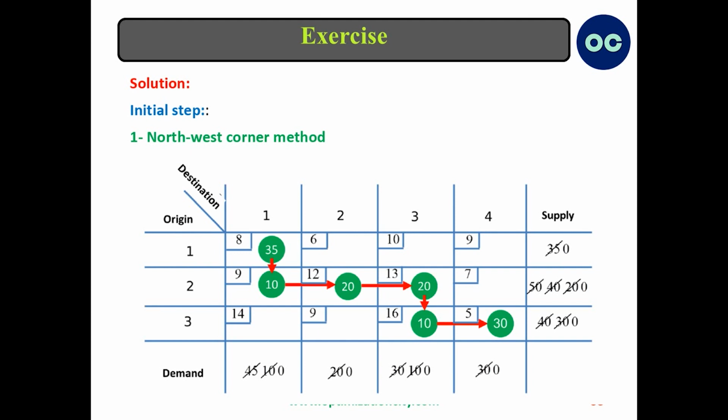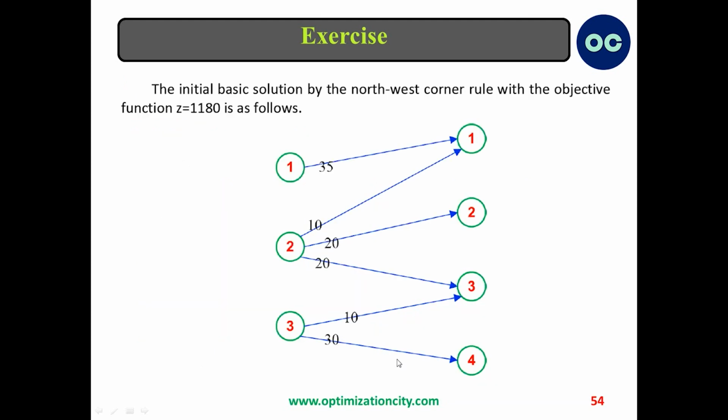So we start with the initial step. In the initial step, we find the initial basic feasible solution. We have two methods. The first method is the northwest corner method. We start from x11 and do the following process as we discussed in the course. So this is the initial basic solution for the northwest corner rule with the objective function 1180.